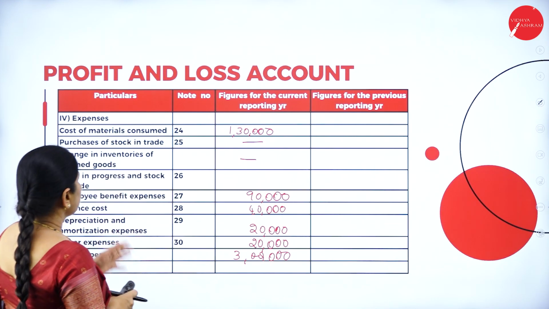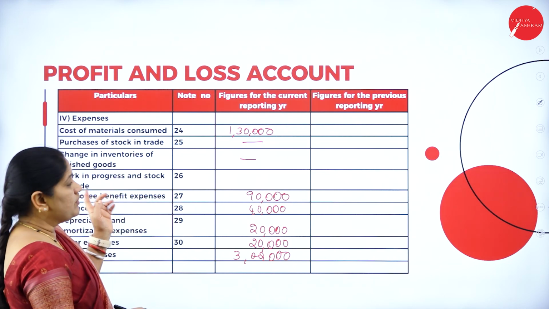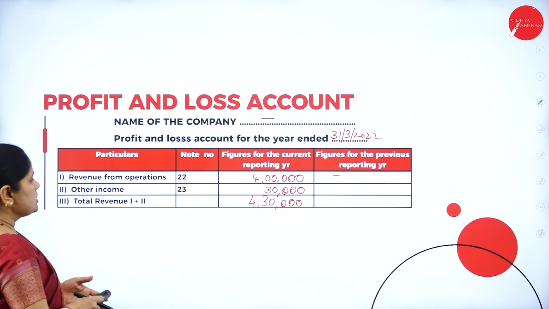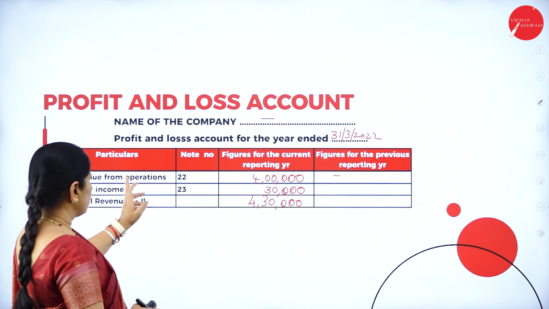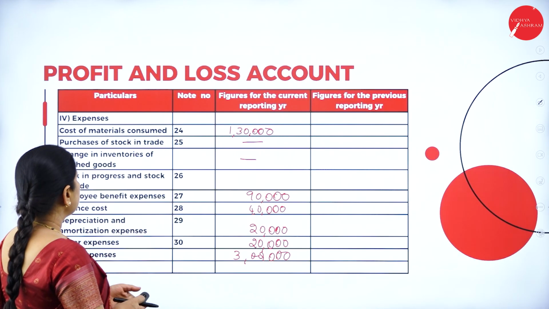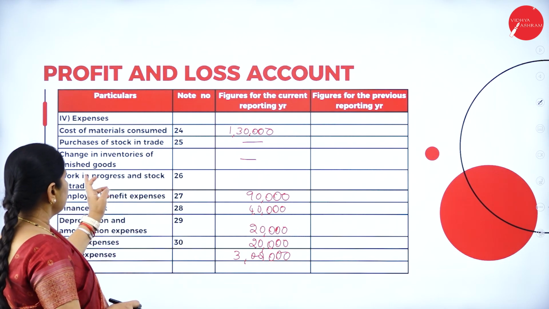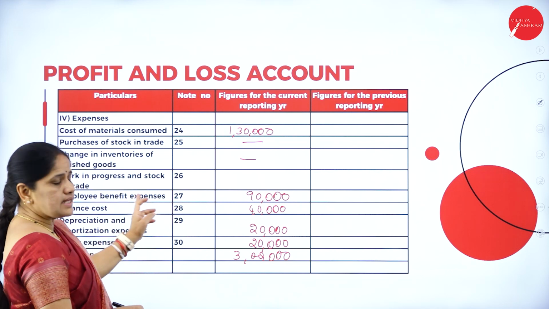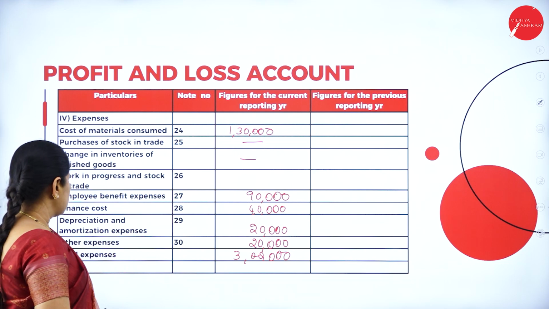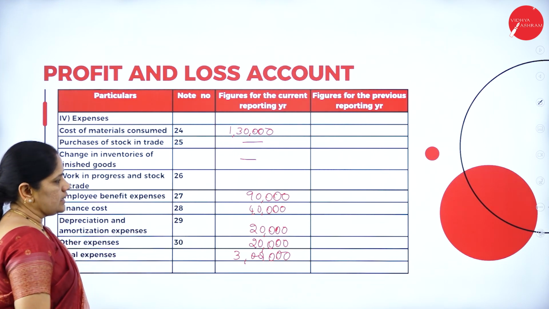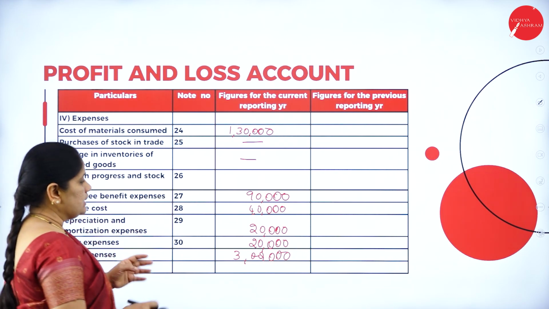So whenever we are given problems like this, first thing is we have to write down the format of the profit and loss account. So we also have to remember the schedules. So revenue from operations is schedule 22, other income is schedule 23. Then cost of materials 24, purchase of stock in trade 25. Then work in progress 26, employee benefit expenses 27, finance cost 28, depreciation 29, other expenses 30. So if you remember all this, we will be able to do the profit and loss account easily.